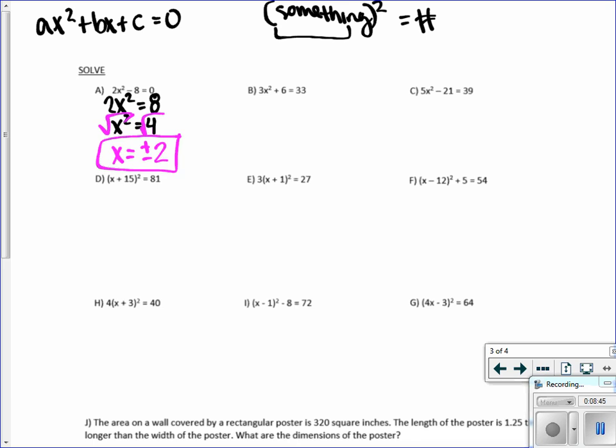So let's try part B. On part B, we need to get one side to just be something squared. So what do we have to do first? Subtract 6. So 3x squared equals 27. One side, just something squared. So what do we still have to do? Divide by 3. So x squared equals 9. Did we get one side to be something squared and the other side is now just a number? Which means we can do our square root step. So what's the square root of 9? 3. Positive and negative 3.